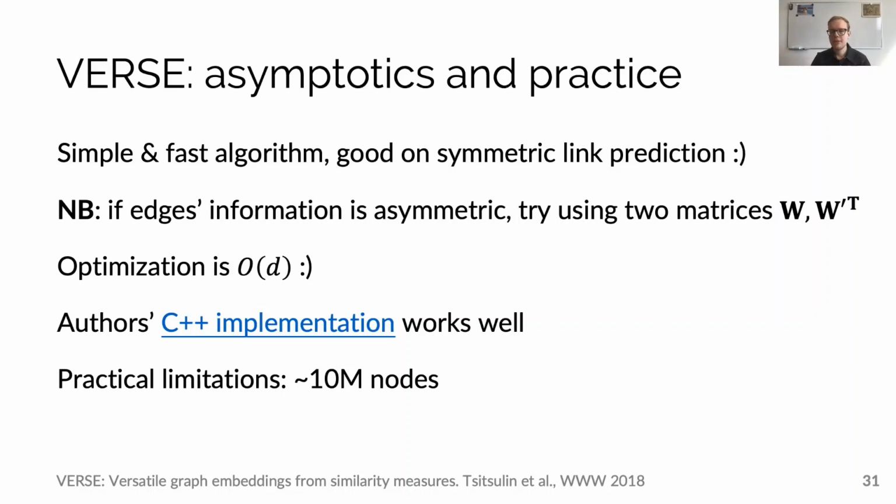And the practical limitations are kind of the same as with LINE. Approximately tens of millions of nodes. It works reasonably well on a single machine. So we covered 4 different papers for node representations. Now I want to take a different perspective and try to talk about factorization, or matrix factorization based embeddings.